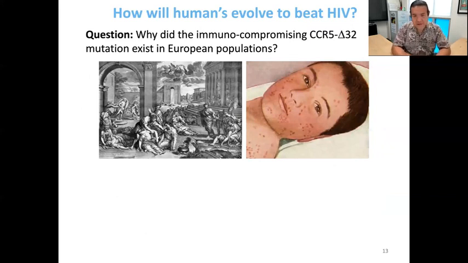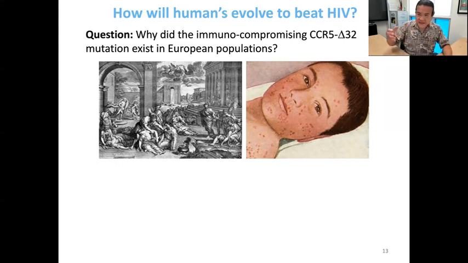So how will humans evolve to beat HIV? Think about this. Why did this mutation, this CCR5 delta 32, if it causes people who have this mutation to be immunocompromised, you would imagine that, how does something like this actually go on to spread in the human gene pool, right? Because you would think any mutation that somehow weakens something like your immune system wouldn't be selected for, right? In fact, it would be weeded out over many generations.